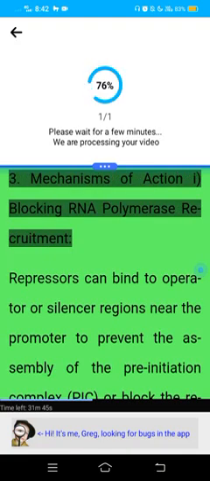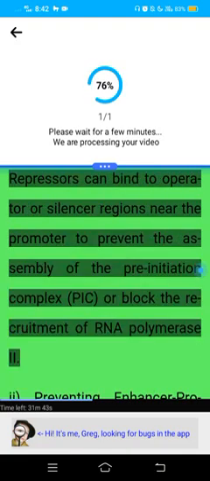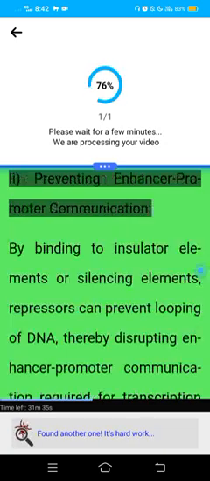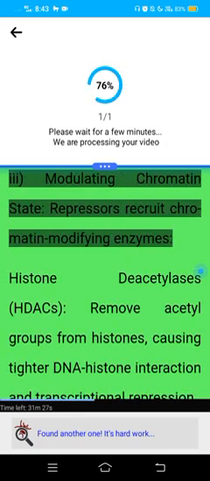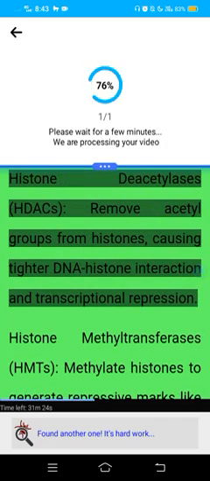3. Mechanisms of action. Blocking RNA polymerase recruitment. Repressors can bind to operator or silencer regions near the promoter to prevent the assembly of the pre-initiation complex, PIC, or block the recruitment of RNA polymerase II. Preventing enhancer-promoter communication. By binding to insulator elements or silencing elements, repressors can prevent looping of DNA, thereby disrupting enhancer-promoter communication required for transcription activation. Modulating chromatin state. Repressors recruit chromatin modifying enzymes. Histone deacetylases, HDACs, remove acetyl groups from histones, causing tighter DNA-histone interaction and transcriptional repression.